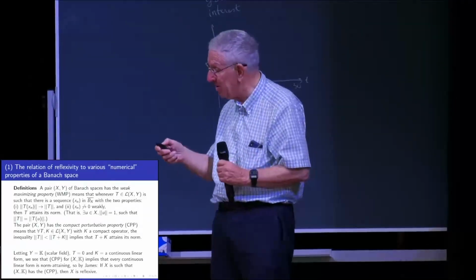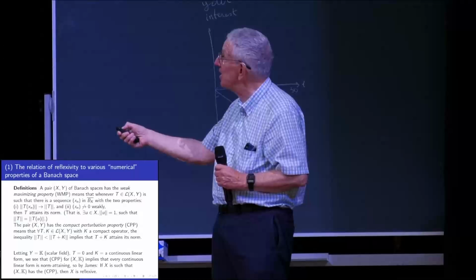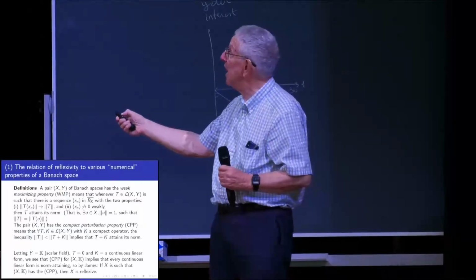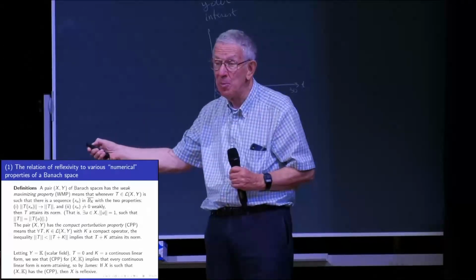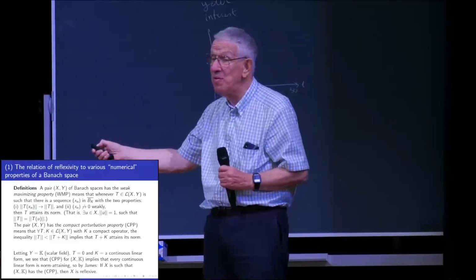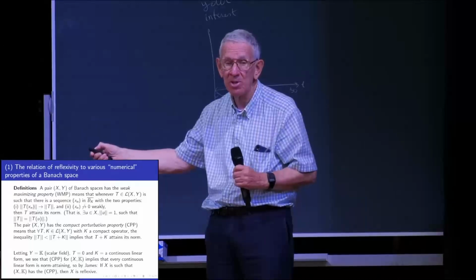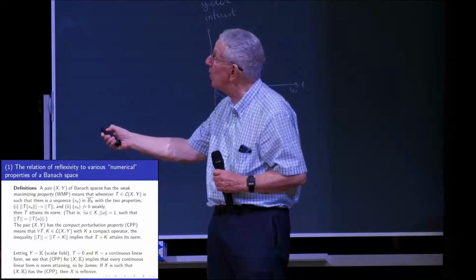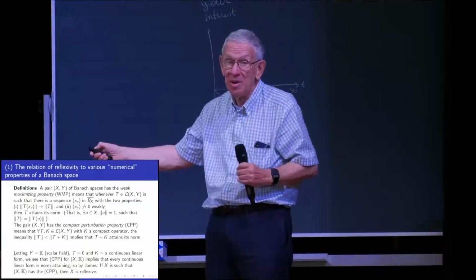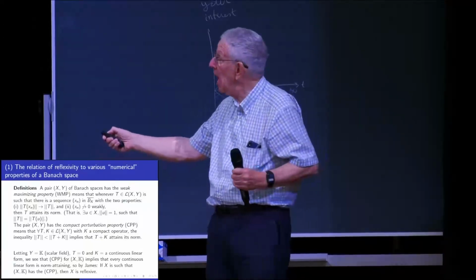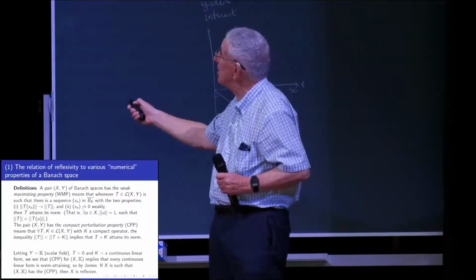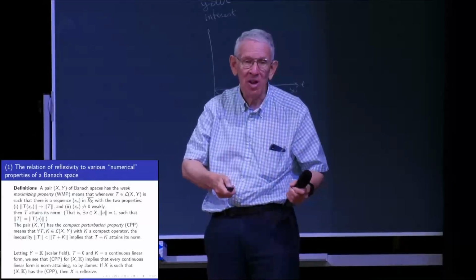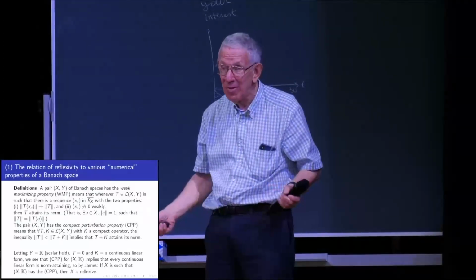So the example is the scalar field. Let T be 0. Let K be any continuous linear form. Let's say that we have CPP, the compact perturbation property. So what does that mean? T is 0, and K is some linear form, and it implies that K attains the norm. So any linear form attains the norm. So what it means is we have reflexive.